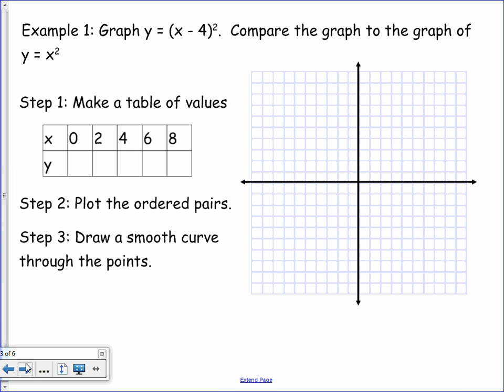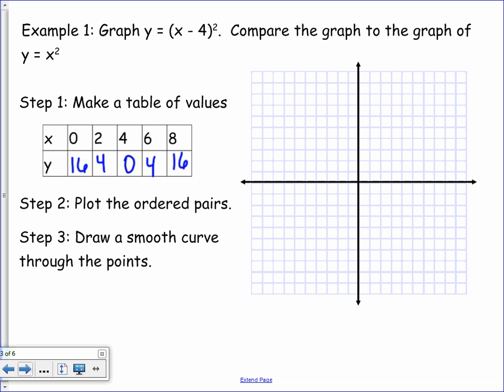All right, our first example is to graph y equals (x minus 4) squared, and we're going to compare it to the graph of y equals x squared. So our first step here is to make a table of values. We're just doing the even numbers here. When x is 0, that's negative 4 squared, which is just 16. 2 minus 4 is negative 2. Negative 2 squared is 4. 4 minus 4 is 0. 0 squared is 0. 6 minus 4 is 2. 2 squared is 4. And 8 minus 4 is 4. 4 squared is 16.